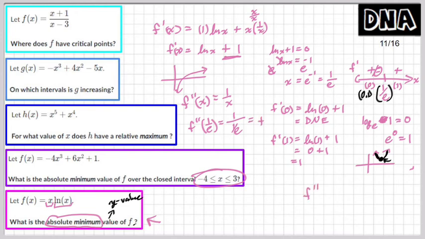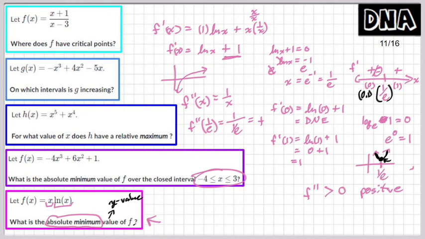And if f double prime is greater than 0, if it's positive, that means we're concaving up, which is what this guy is doing right here. He is concaving up. We're positive. F double prime is positive right at 1 over e. And so that means 1 over e is right here, and we have a local minimum.